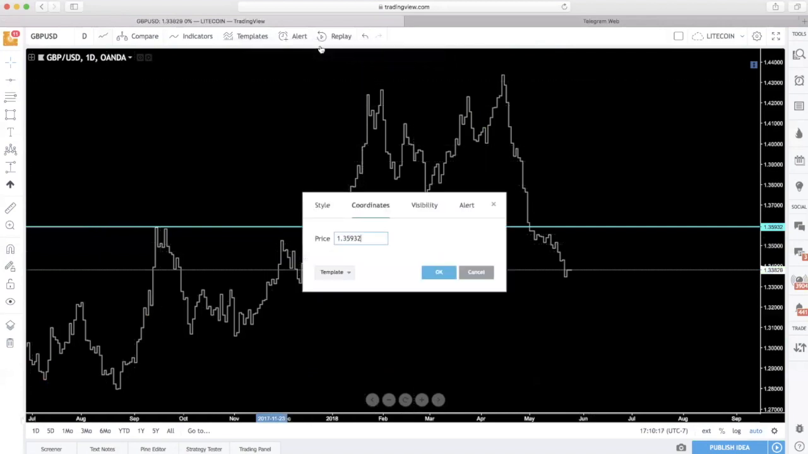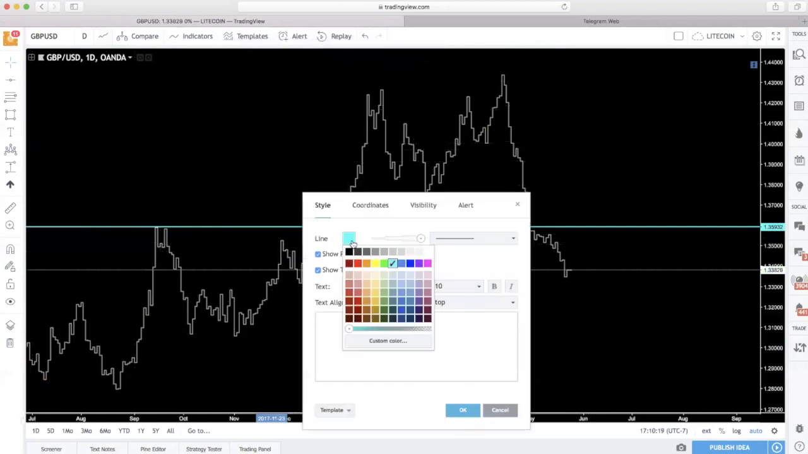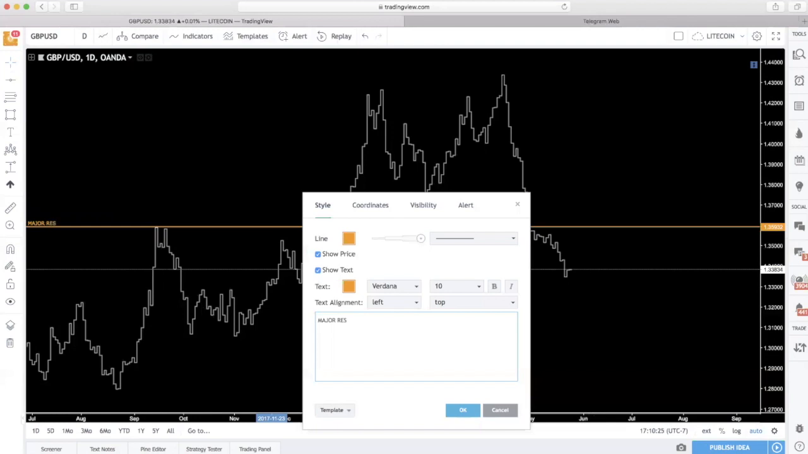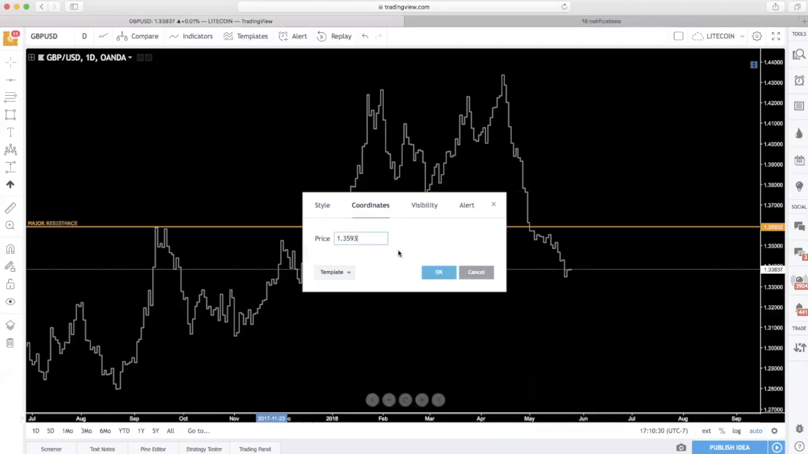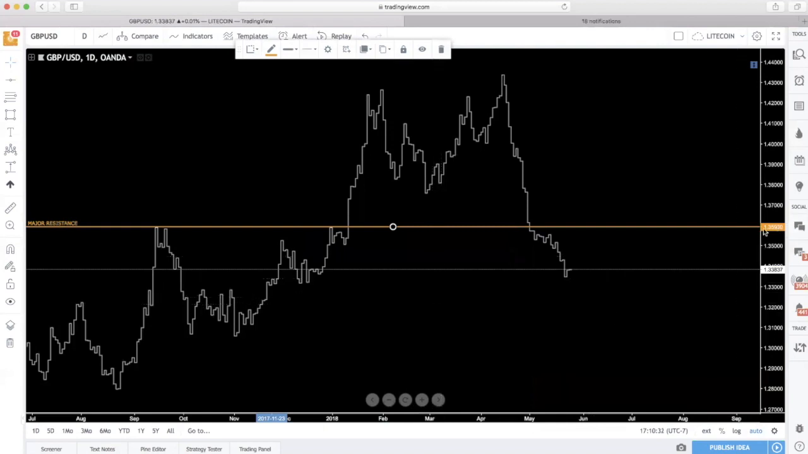And you can change this to any color. I'm going to change this to an orange, and we're going to label this as major resistance. On the coordinates, I'm going to keep it simple, make it just a rounder number. So let's go ahead and lock that in place right there.